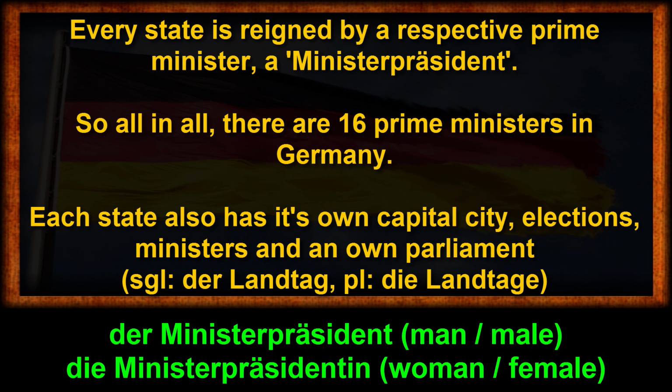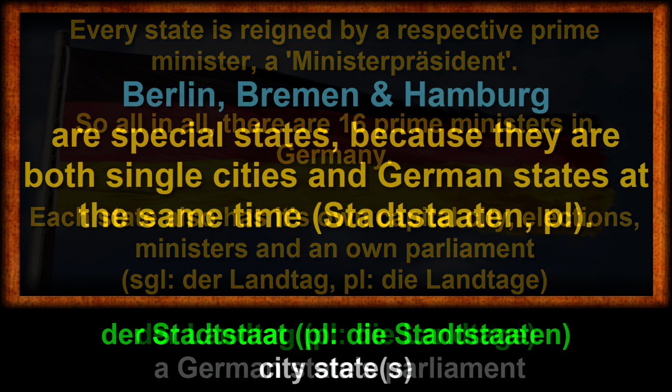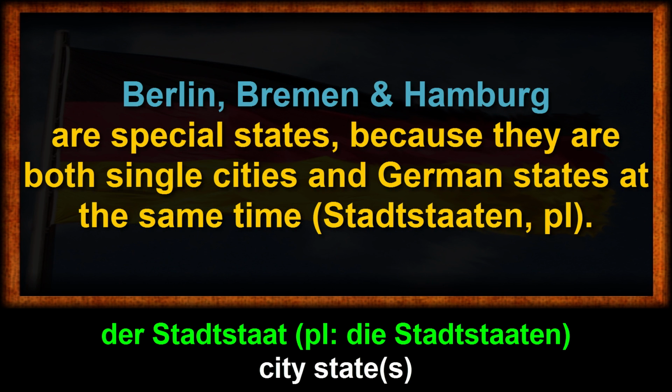Similar to the Chancellor of Germany, each one of the 16 states has its own elected Ministerpräsident, the Prime Minister, and its own parliament, which is called der Landtag. Also, each state has its own capital city. 3 of the 16 states are special kinds of states, so-called Stadtstaaten, der Stadtstaat singular, die Stadtstaaten plural, city-states basically. I'm talking about Berlin, Bremen and Hamburg here.